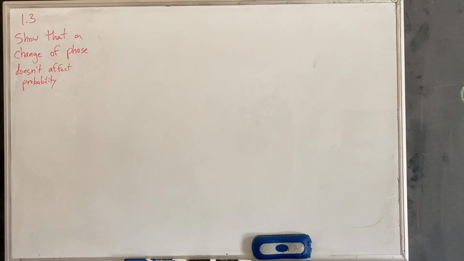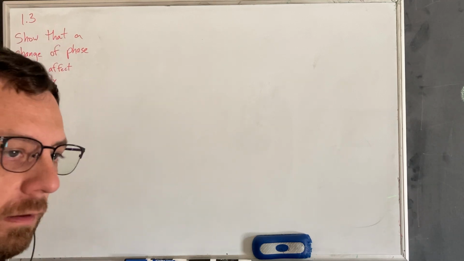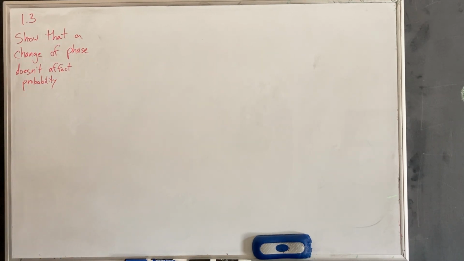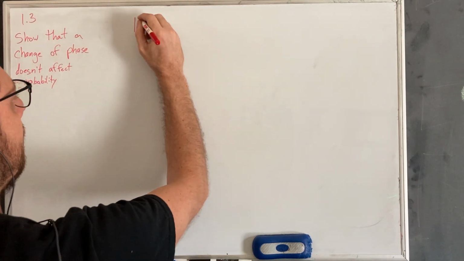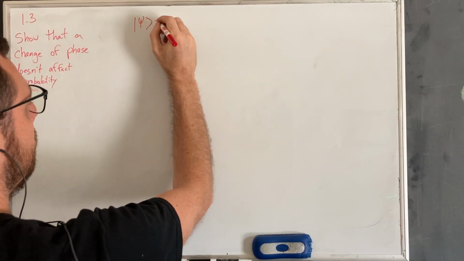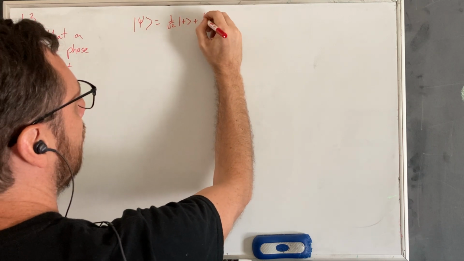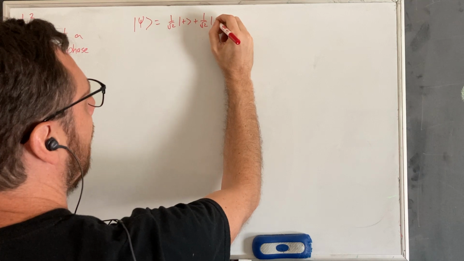Okay, 1.3 is pretty simple, but I feel like the way that the solutions manual shows it isn't super clear, so I'm going to show it in a couple different ways. But 1.3 says to show that a change of phase doesn't affect the probability. So what that means is, we know if we have a state like this, we'll just do a simple one, 1 over root 2 up plus 1 over root 2 down.